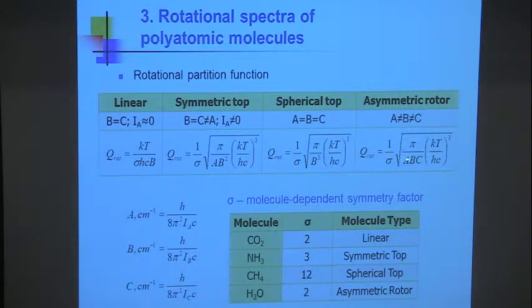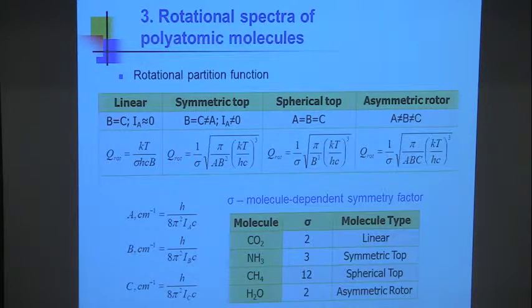Here we have to worry about A, B, and C. Remember, those are just the inverse of the moment of inertia. Rotational constant for each coordinate. Since these are spherical, it's B cubed. Since this is a symmetric top, B and C are equal, I can write it as AB squared.